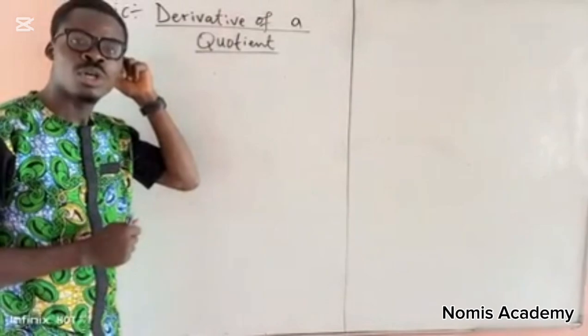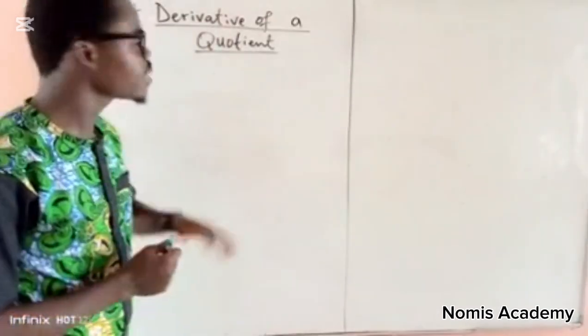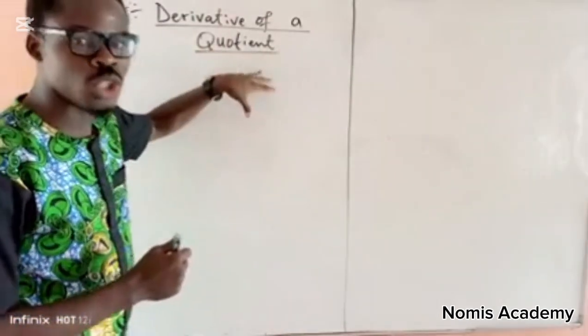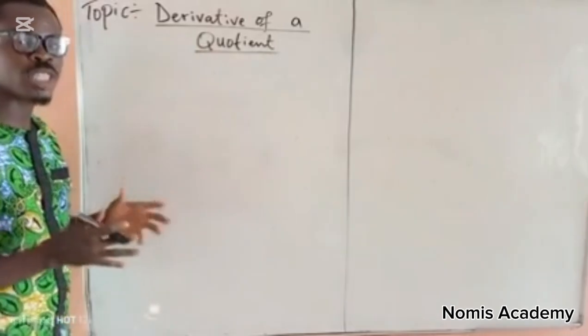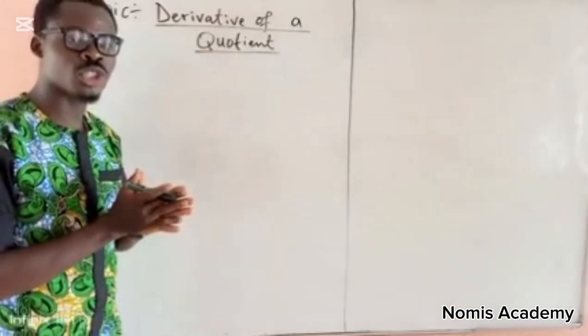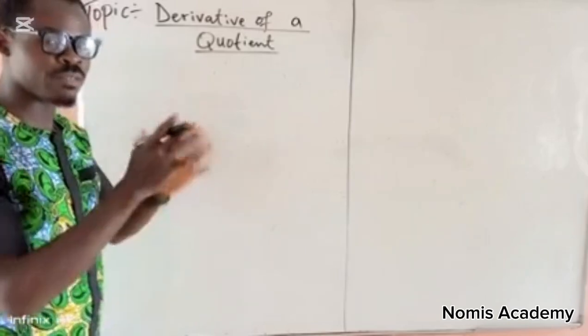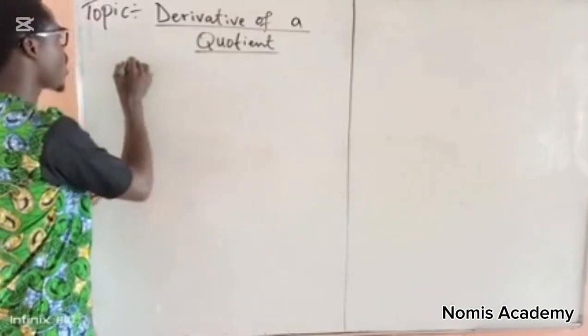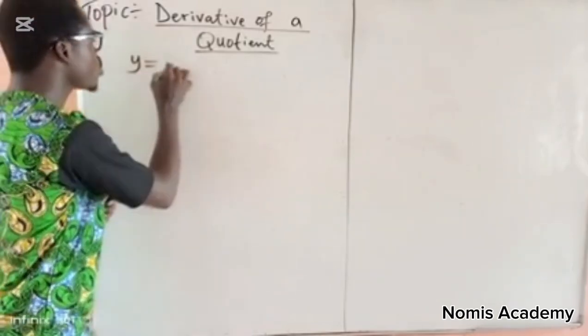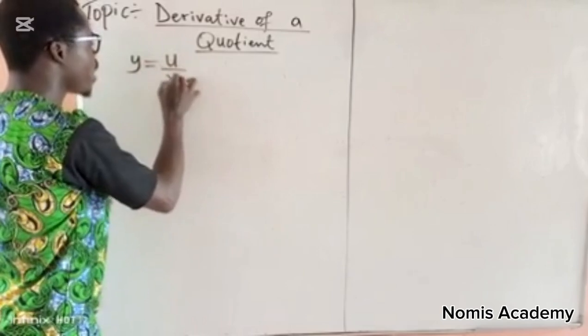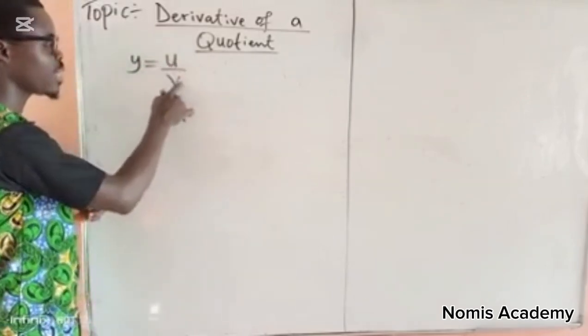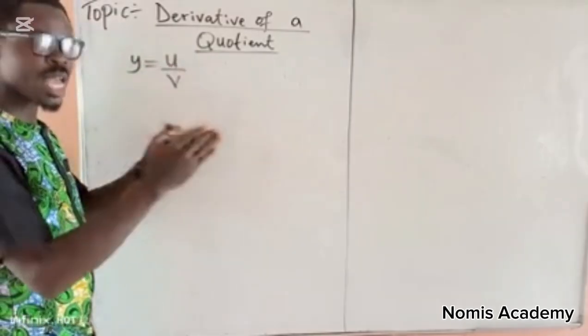In this video, we're going to learn how to find the derivative of a quotient. A quotient is a rational function with the numerator and the denominator both a function of x. You have y equal to u all over v. Both u and v are functions of x.